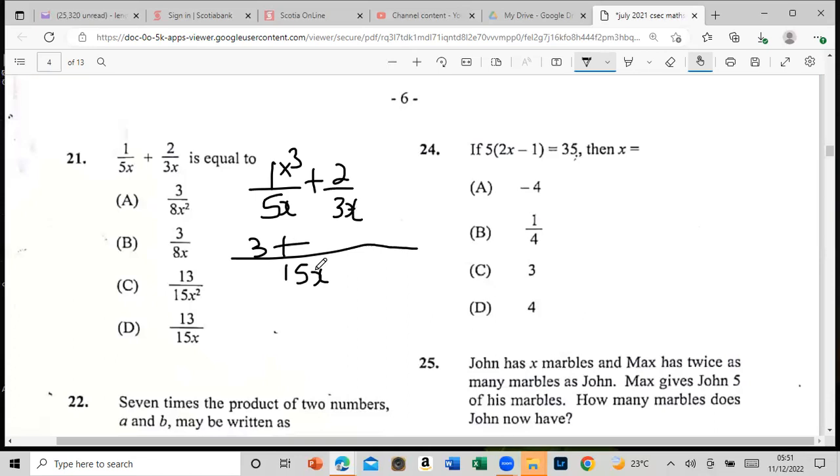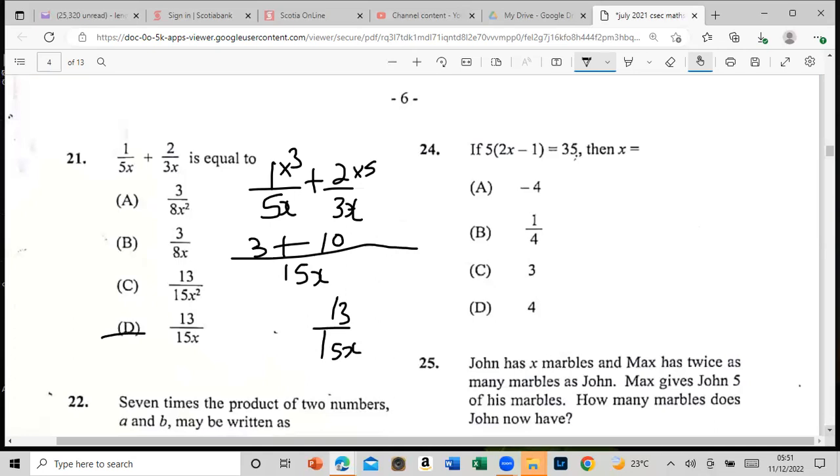3 into this, that's 5. So 2 times 5 is 10, so that's 30. That must be it. Okay, so that's B.